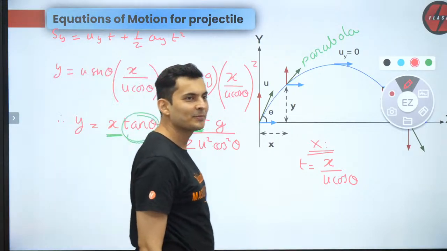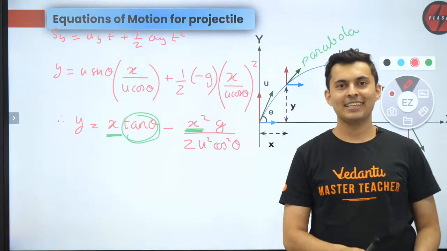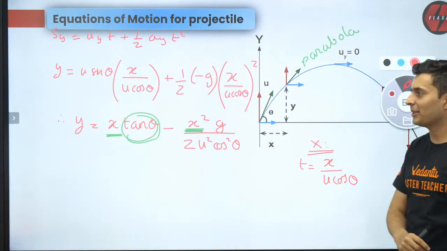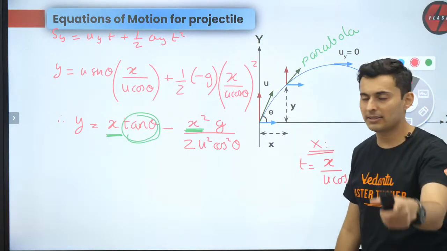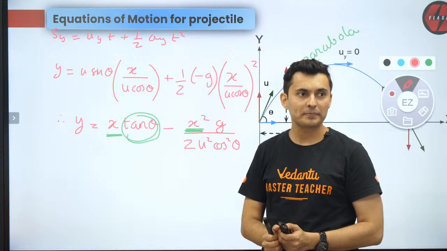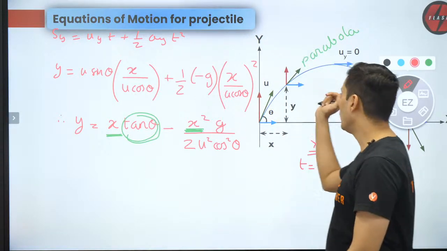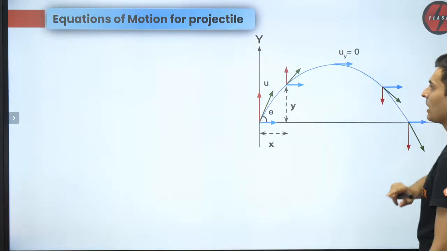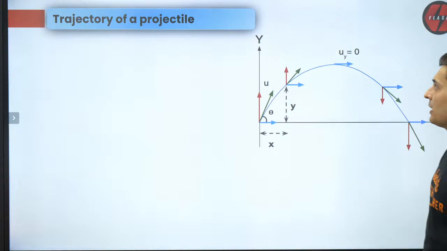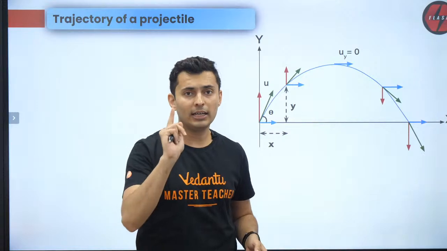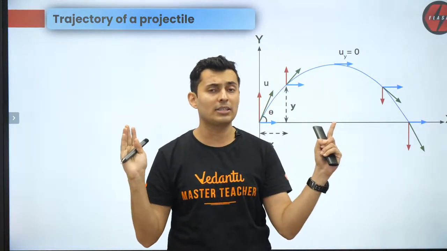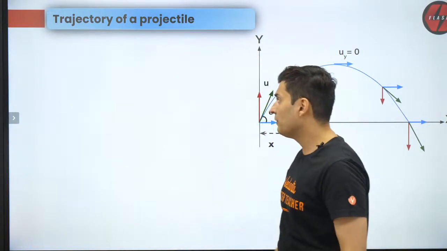Okay. Is it clear? This is a quadratic equation and it's a parabola. Let's start solving problems. Are you guys ready now? Okay. So we have seen the trajectory of projectile. Please remember these equations. I hope you have written down all these formulas. Now problems are going to start. Okay. Let's see the first problem.